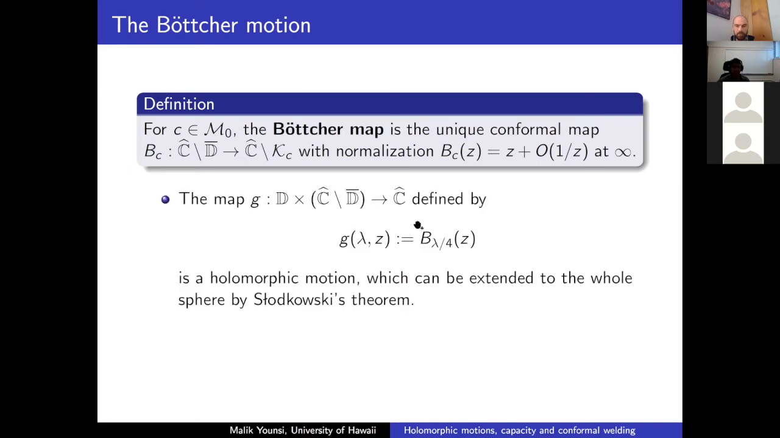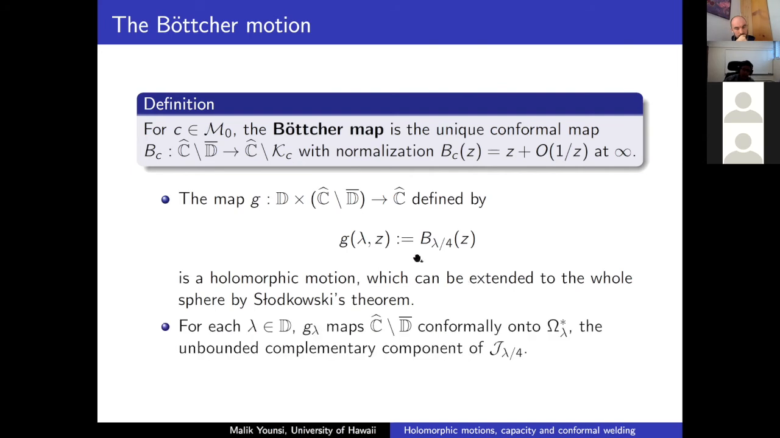And now it's a standard fact that the Böttcher map is actually holomorphic in both variables, the parameter and also the variable z. So if you look at the following map defined on the product of the unit disk with the complement of the closed unit disk, then you get a holomorphic motion. Again, we have this lambda over 4 to make sure that if you start in the disk, you divide by 4, you get something in the main cardioid of the Mandelbrot set. So that gives you a holomorphic motion. And now you can extend this holomorphic motion to the whole sphere by Slodkowski's theorem. Okay? So that's what I call the Böttcher motion.